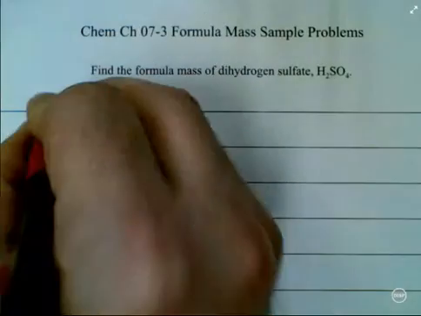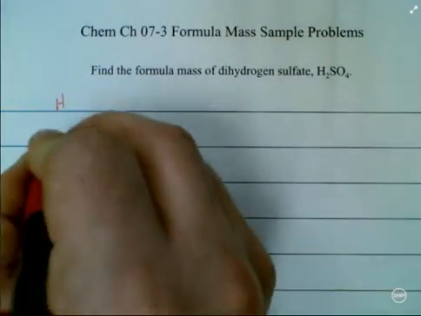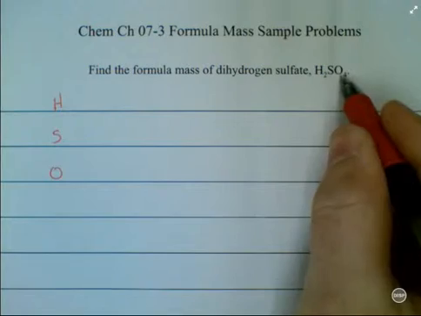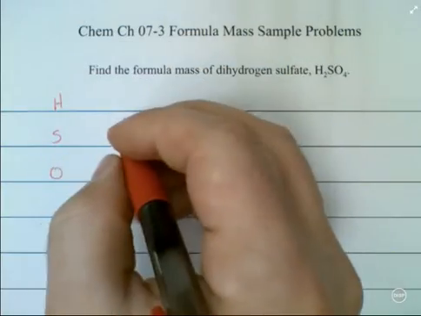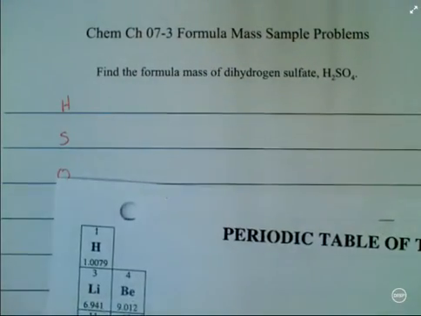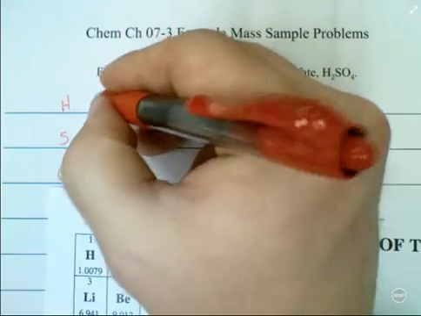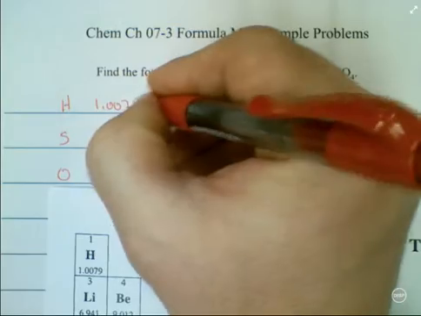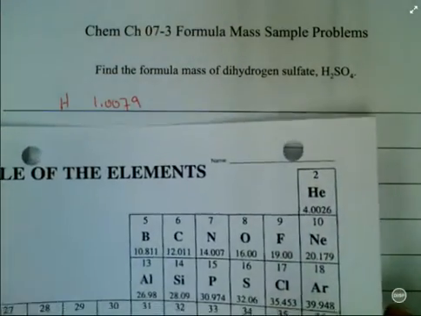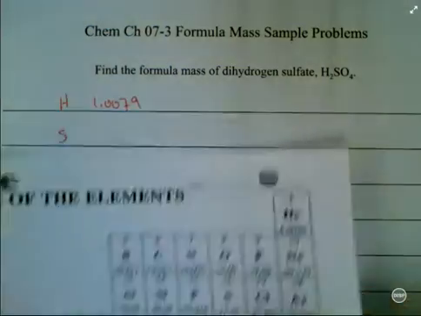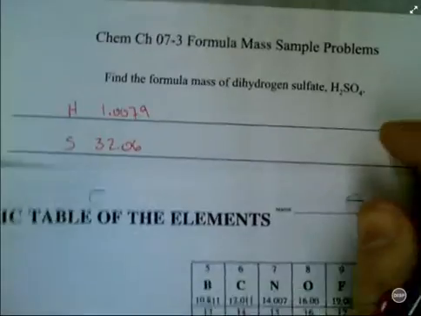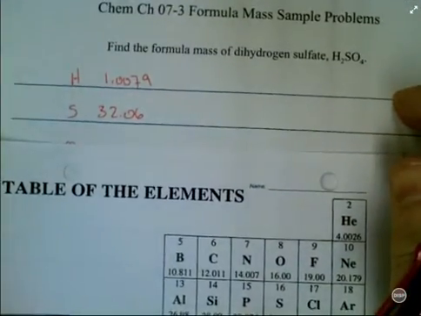First thing I'm going to do is identify which elements I have present in this substance. I have 3 elements. I have hydrogen, sulfur, and oxygen. Next, go to the periodic table and figure out the average atomic mass of each of these elements. Hydrogen is coming in at 1.0079. Sulfur is coming in at 32.06. And then oxygen is coming in at 16.00.